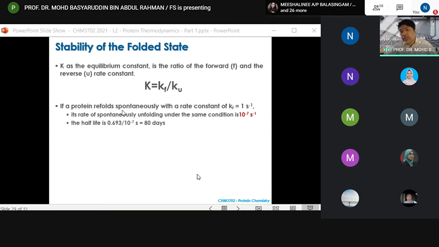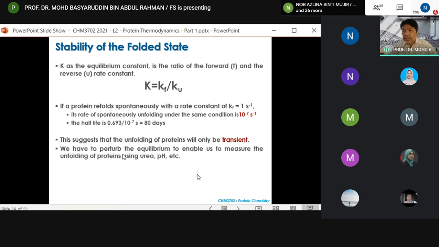So if a protein refolds spontaneously at a rate of 1 per second, its rate of spontaneous unfolding under the same condition will be 10 to the power of minus 7, meaning the half-life will take about 80 days. So it's very long. This suggests that the unfolded state will only be transient or intermediate. It is very fast. Then it will start to change to either aggregate, unfold, or go back to the folded state.